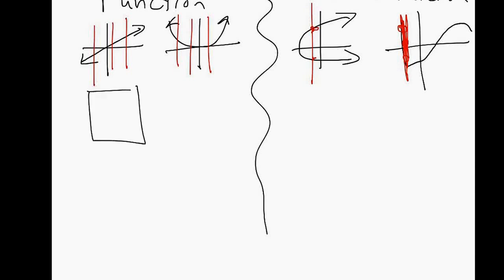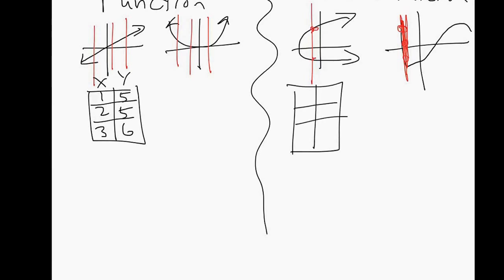In a table, to be a function, you just have to have different numbers on the left-hand side, on the x side. On the y side, you could have the same numbers or different numbers. It doesn't matter on the y side. So an example of something that's not a function: 1, 1, 2, 5, 5, 6. Whoops, 5. Let's do 5, 6, 6. So this is not a function because the 1 repeats like that.